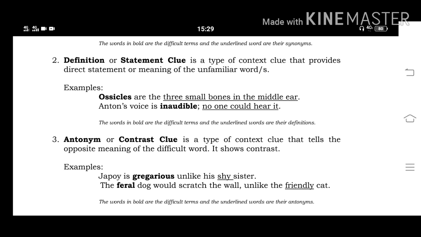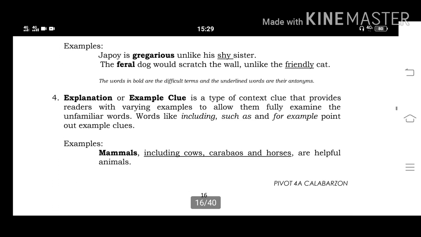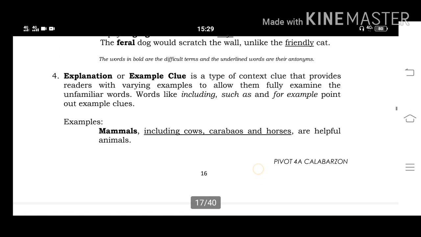Okay? The feral dog would scratch the wall, unlike the friendly cat. Feral. Okay? Ang kanyang kabaliktaran na kahulugan ay friendly. Kung friendly ang cat, okay, and the word friendly, ang kabaliktaran ay feral. So, ano ang meaning ng salitang feral? Okay, kayo na mag-isip. Number 4.